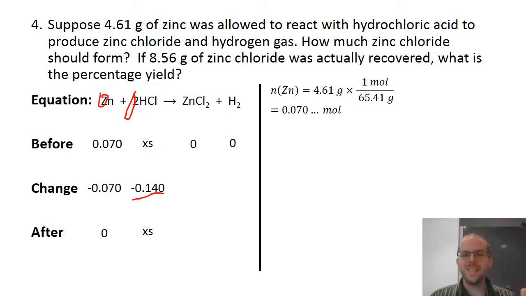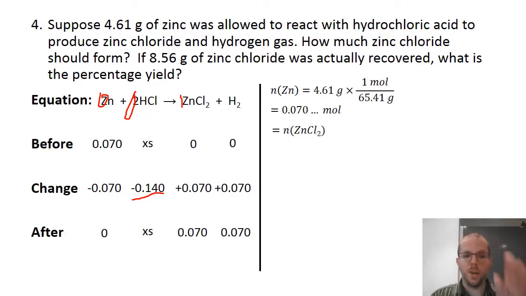But because I had excess to start with, I will still have some unknown amount left over. Because of the nature of the question, that's not concerning me too much at this point. But I can see from my equation that I have 1 mole of zinc chloride for every 1 mole of zinc that reacted. So therefore, the moles of zinc that reacted to start with is the same as the moles of zinc that will form.